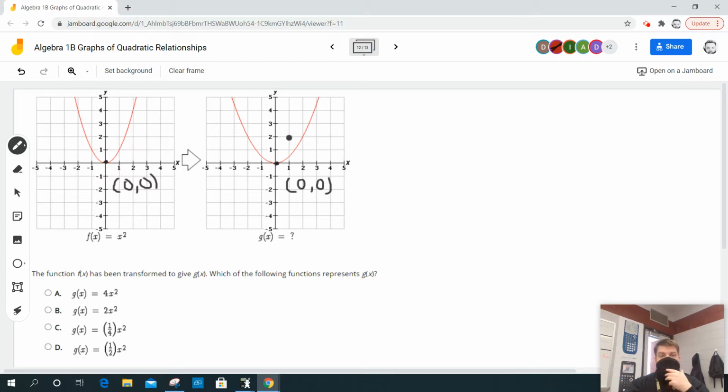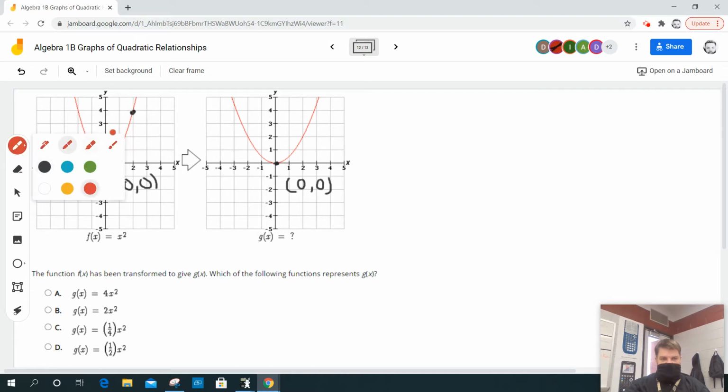Well, how much of a transformation? It looks like you stretch it this way, but one could argue that you're compressing it this way. And I see the numbers 4, 2, or 1/4, and 2. So let's look at some terms.